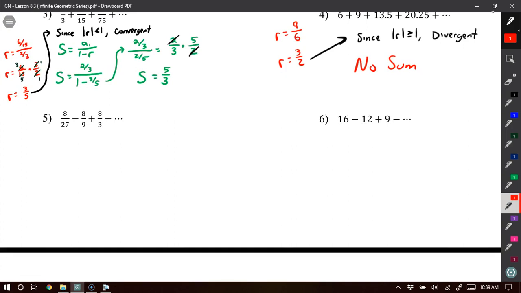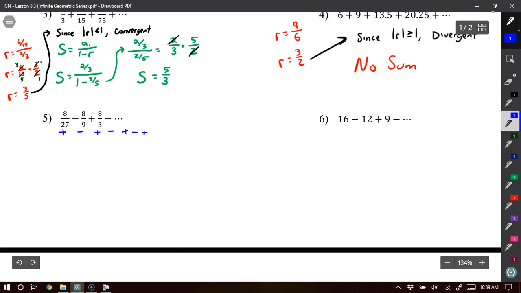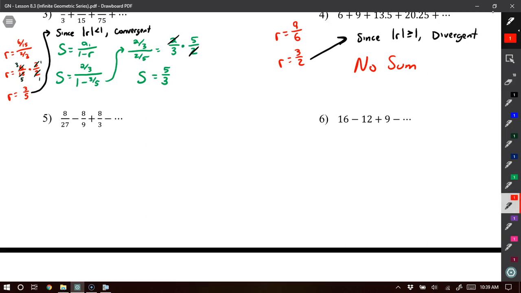5 and 6, though, there's something that's unique about these two. Look at the series. You have a positive term, then you have a negative term, then you have a positive term. Looks like we're going to have a negative term. It looks like this pattern is going to repeat for both 5 and 6. Well, how does that happen? How do you rotate between a positive number and a negative number when you're multiplying? In that case, I can kind of look at it and think, well, maybe my common ratio is going to be negative, because multiplying by a negative is going to rotate between a positive number, a negative number, and so on.